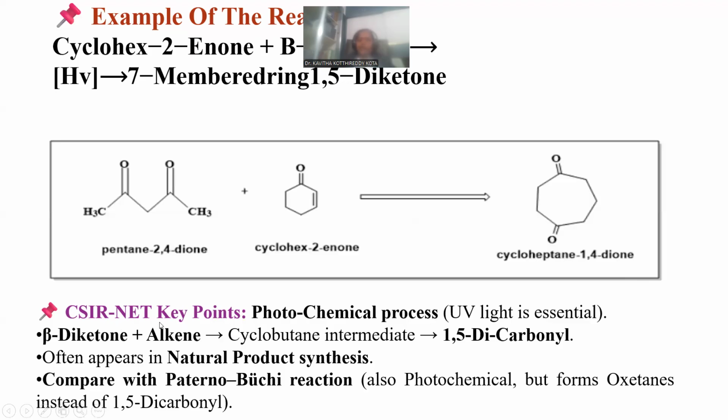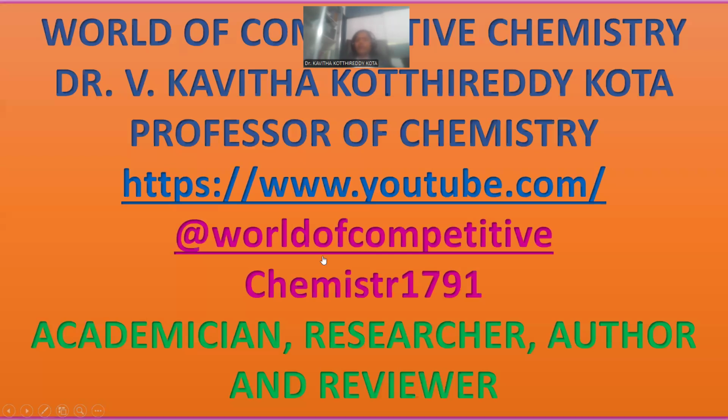From the perspective of CSIR NET, key points: it is a photochemical reaction, and UV light is very essential for this one. A 1,5-dicarbonyl compound will be the ultimate product via a cyclobutane intermediate by treating a beta diketone with the alkene compound. Natural product synthesis is the ultimate application of the De Mayo reaction. It is comparable with the pattern of the Paterno-Buchi reaction, the photochemical condition. An oxetane intermediate may not be generated; rather they produce cyclobutane intermediates. By this we successfully completed the entire session.